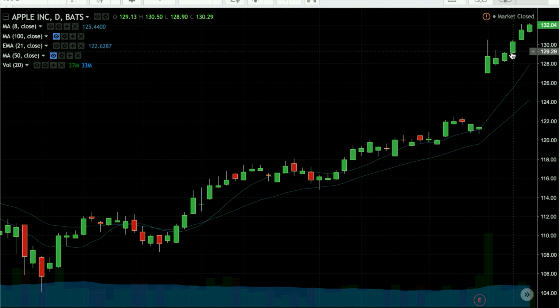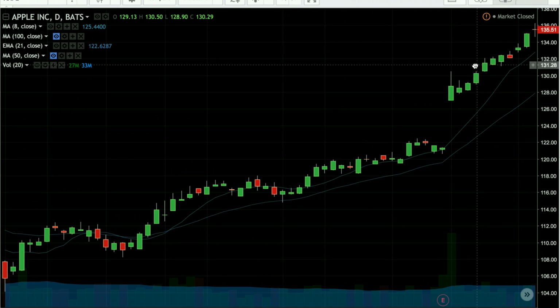So look at that. We bought 129.50, and we're playing off this day. So after we saw some follow through, 129.50 is our price, and our stop is the low of this day, which is 128.90. 60 cents of risk. Okay, let's see how it plays out. And it just grinds higher.